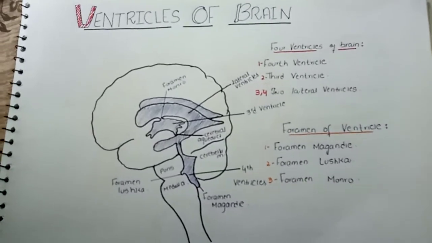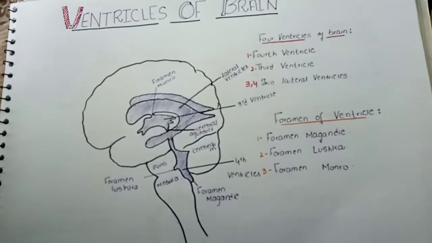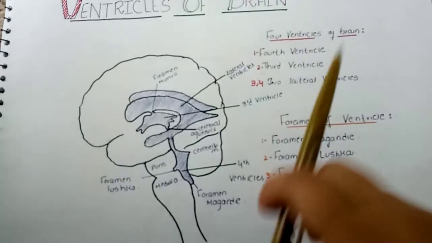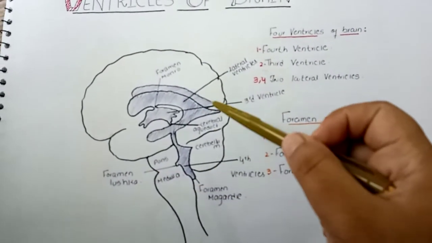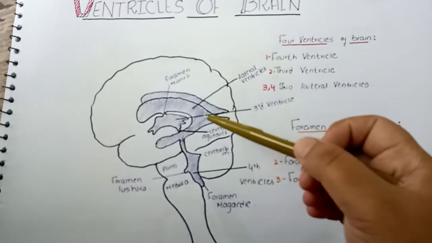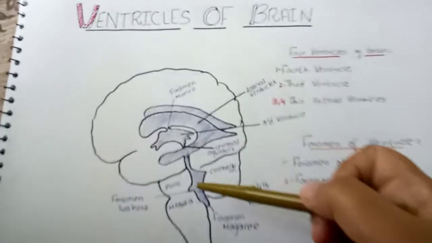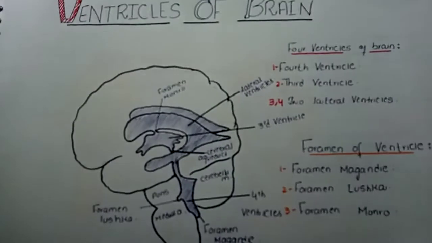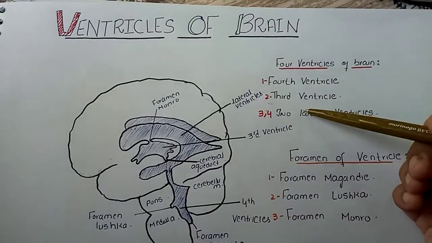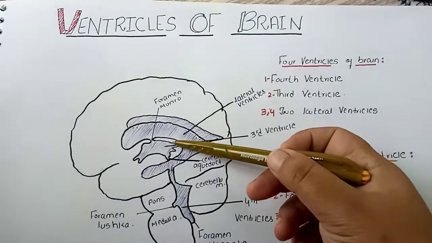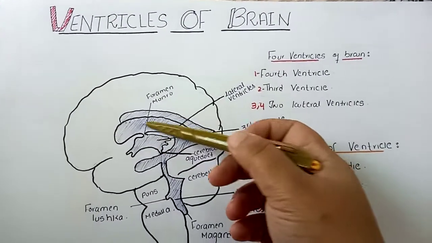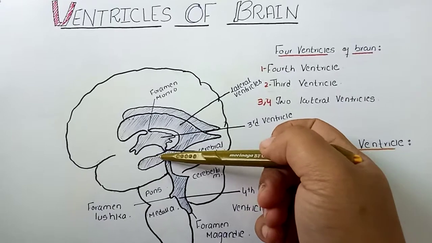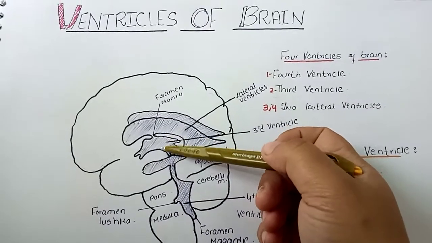So today our topic is the ventricular system. This is the whole sketch which will explain how the ventricles of the brain are located within the cranial cavity. So there are a total of 4 ventricles: the third ventricle, the fourth ventricle, and the 2 lateral ventricles. And in this video I will explain the third ventricle in detail.